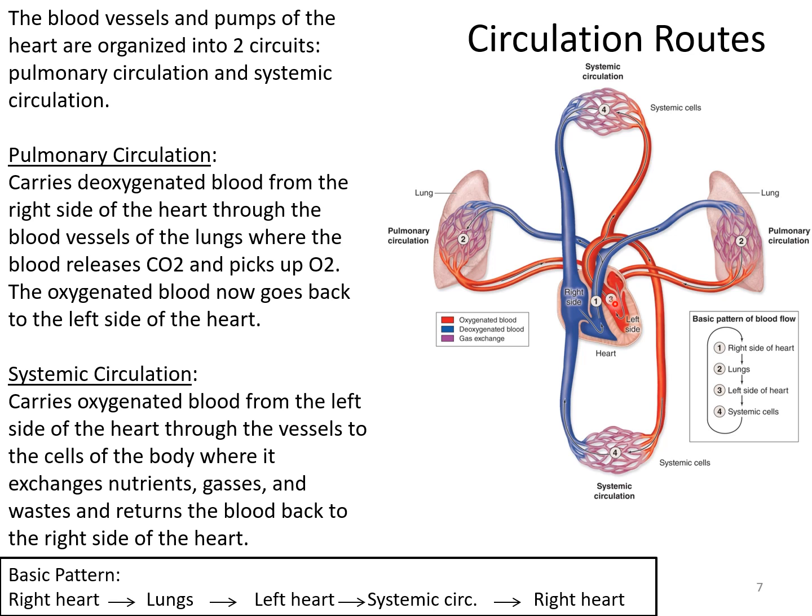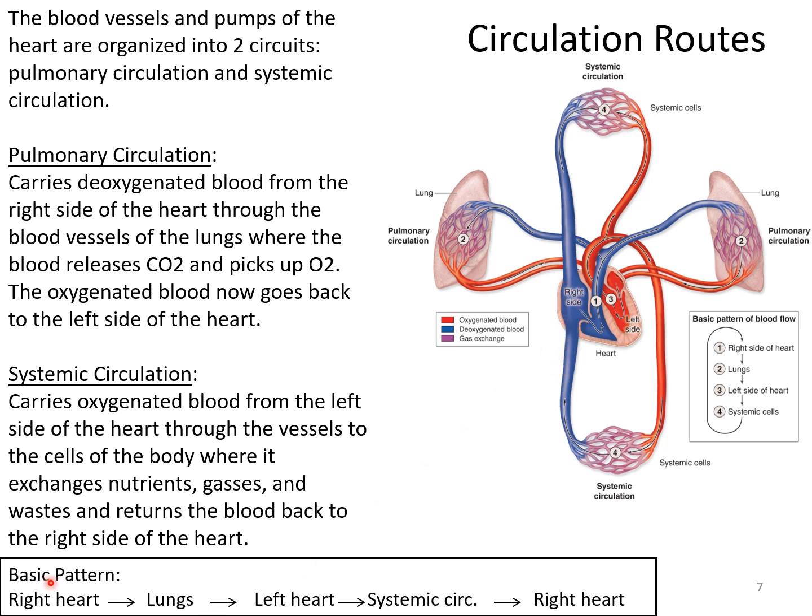Systemic circulation carries this newly oxygenated blood through the vessels to the cells of the body, where it's going to exchange nutrients and gases, and it's going to pick up waste products that it's going to bring back to the heart. So we've got newly oxygenated blood, the heart's going to contract. That blood's going to go throughout the arteries, and as it's going throughout the body, it's delivering oxygen and nutrients, it's picking up waste products, and then once we've delivered all the oxygen we can deliver, we're going to come right back to the right side of the heart.